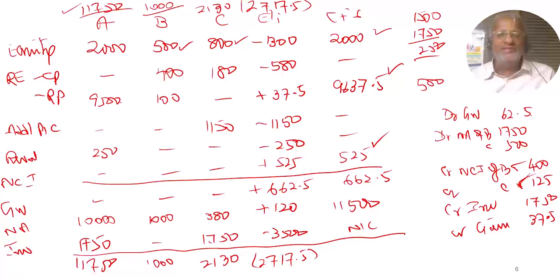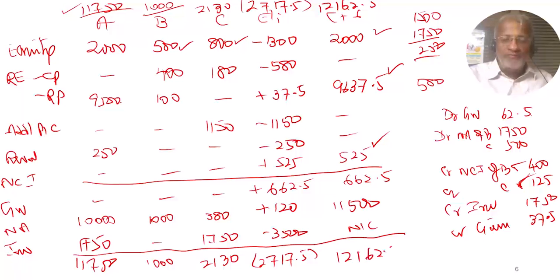Now let's take up CFS this way. 2000 plus 9637.5 plus 525, all that comes to 12162.5. Now let us pick it up from the asset side, which is also 12162.5.